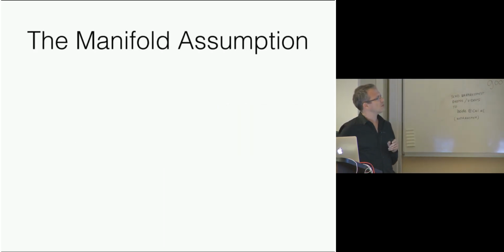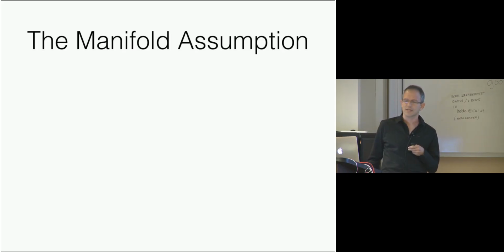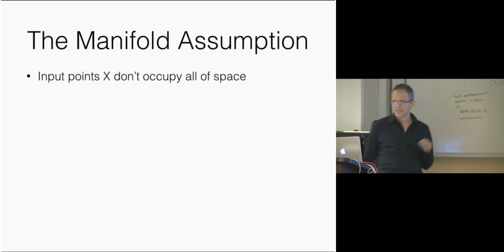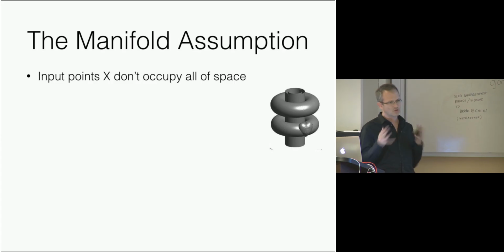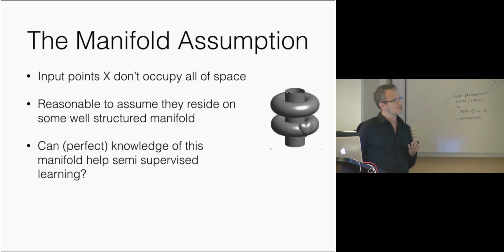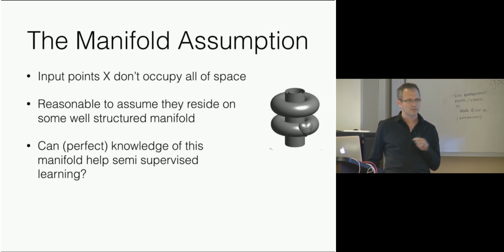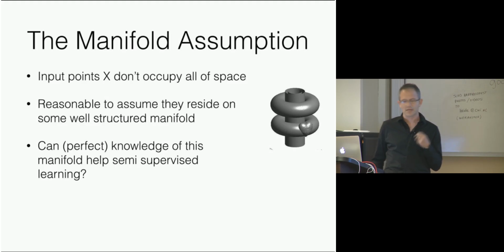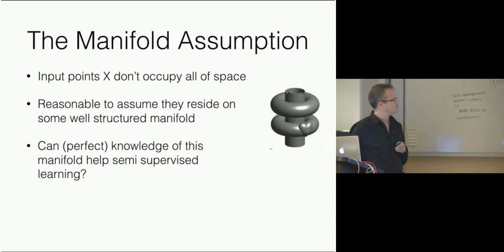Of particular interest to us, and something that's been used a lot for semi-supervised learning, is what's called the manifold assumption. Your input points X don't typically occupy all of space, but some structure in space, say a manifold. So it's reasonable to assume they lie on some structured manifold. And the question is, let's say you know the manifold that the data resides on, can that help you learn from unlabeled data? Let's say you just know the structure in space that the unlabeled points reside on. Can you use that to better use labeled data?